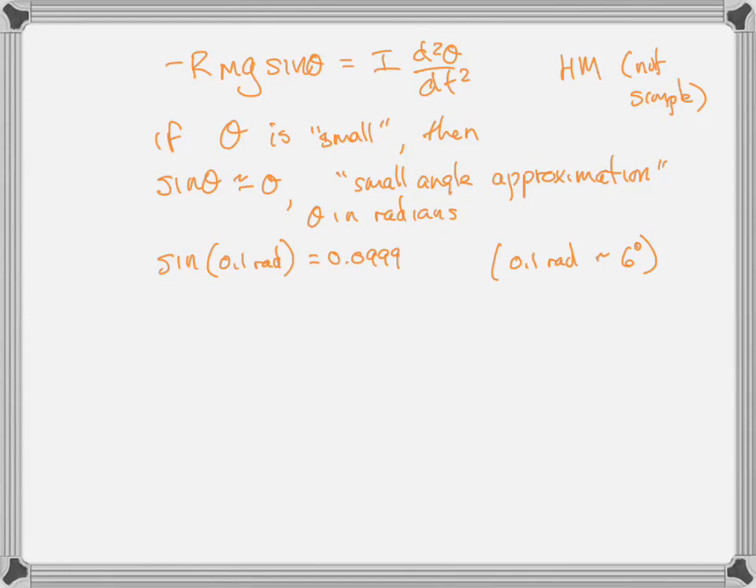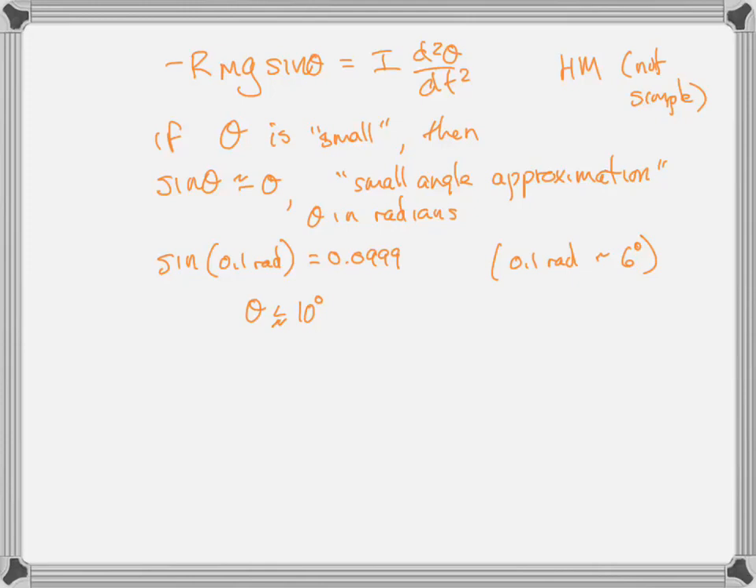Typically, we figure the small angle approximation gives us pretty good results, depending on how accurate we want to be, but right within less than a percent-ish if we're under 10 to 15 degrees. So theta less than approximately 10 or 15 degrees, the small angle approximation works.